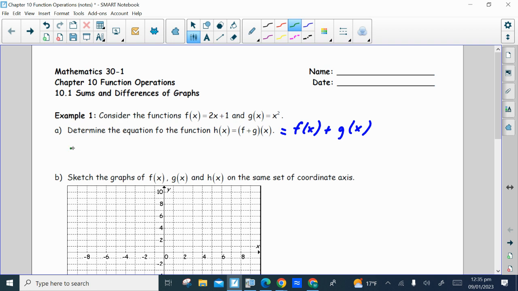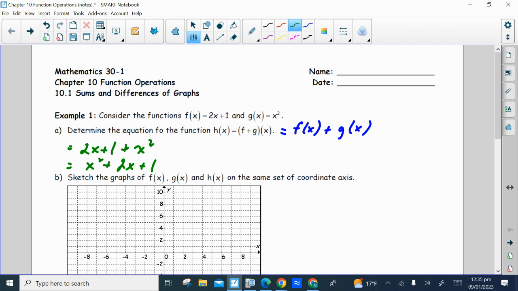And so it'll be f, which is 2x plus 1, plus g, which would be x squared. And normally we write these polynomials in order of descending power, which means you'll have the x squared term first, followed by the x term, and then the plus 1. Now it asks us to sketch all three on the same grid. We're going to sketch f at x, g at x, and then h at x.